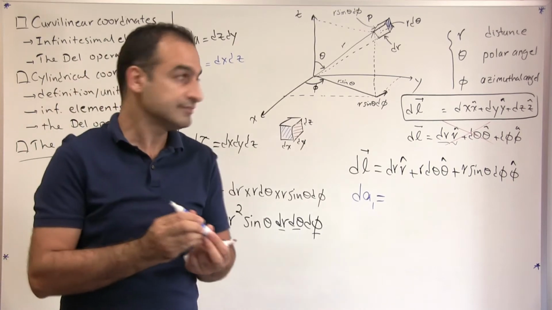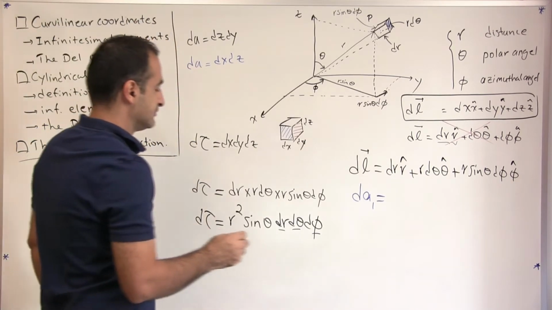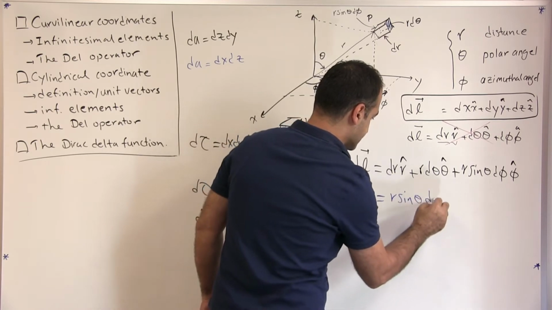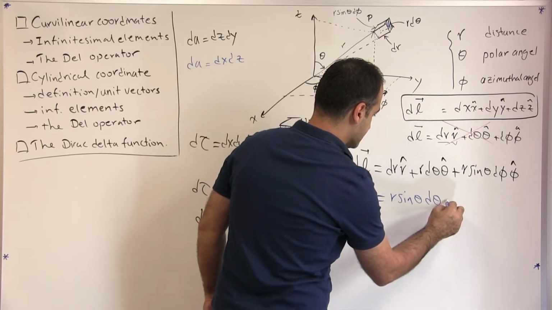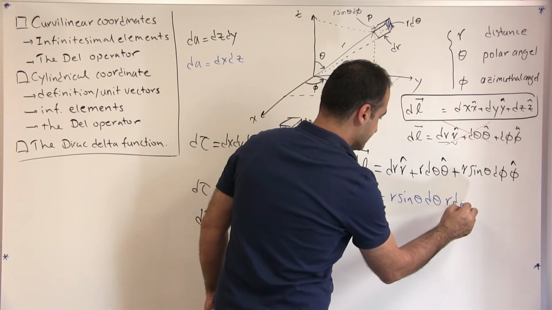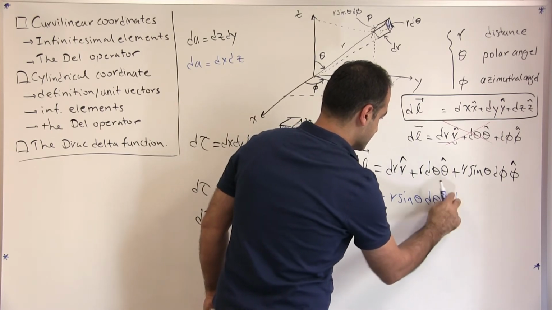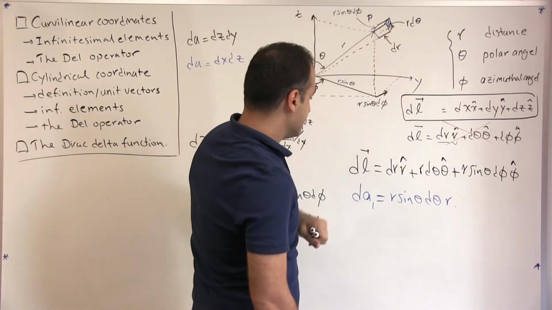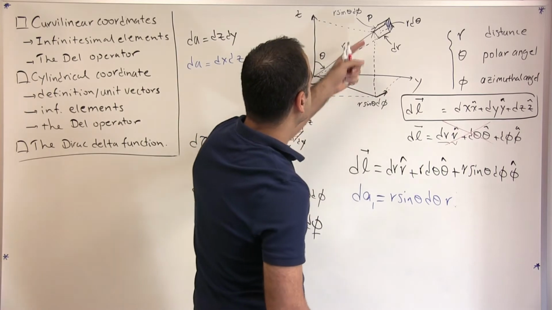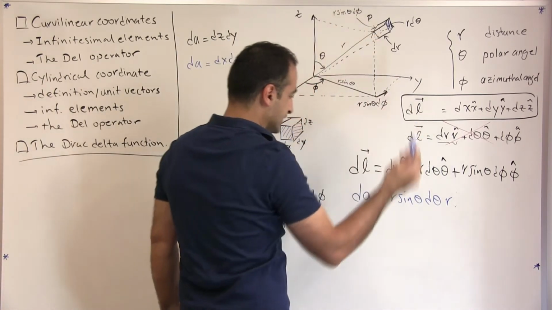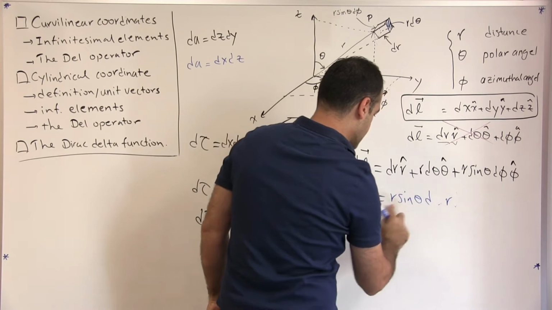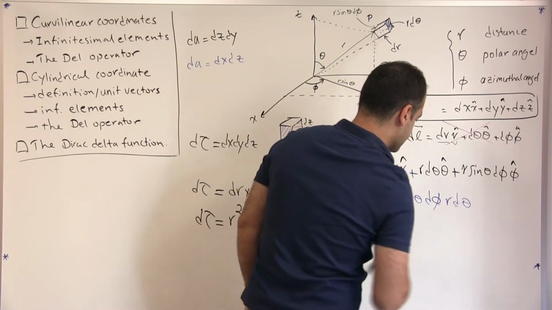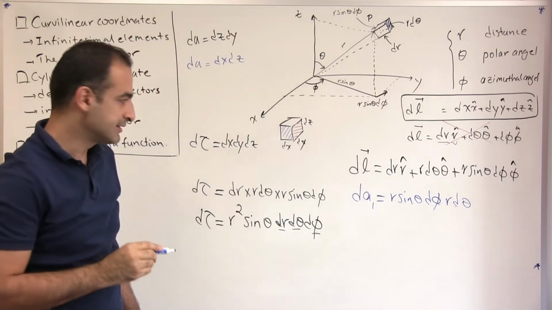So r sine theta d theta times r d theta? R sine theta d theta times r d theta. So let's look at that. On one side we have r d theta, and on the other side we have r sine theta d phi. Okay, so this is correct. R sine theta d phi times r d theta. Okay, so this is the correct form.